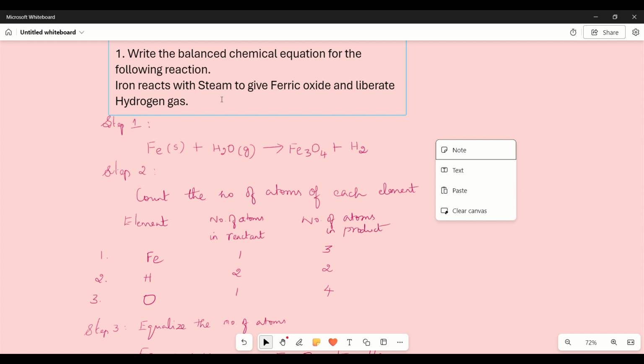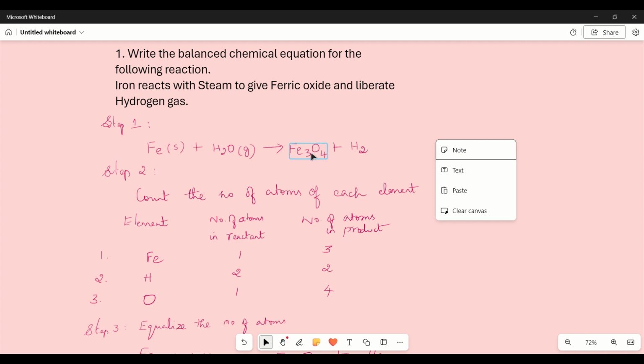It is treated with steam. So steam is nothing but water in its gaseous state. So H2O in gaseous state. So this is the reactant side, iron with water in its gaseous state, that is steam, to give ferric oxide. For ferric oxide, we should remember the valency of iron in ferric oxide is 3. So if it is 3, then oxygen will become 4.